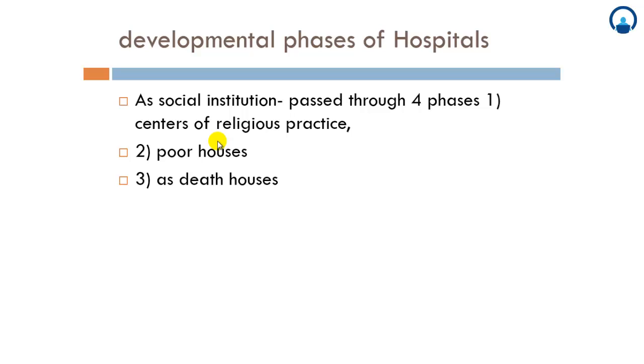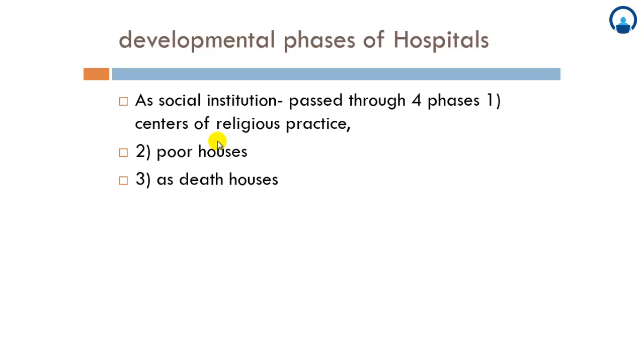Then the second phase came when it was converted into poor houses. By poor houses, I mean the same centers which were initially taken care of by the religious authority. People used to go to these centers for treatment, and even though the medical and nursing skills were there, with the sisters providing nursing care and treating the patients, the administrative authority had withdrawn its control from the running of those hospitals.